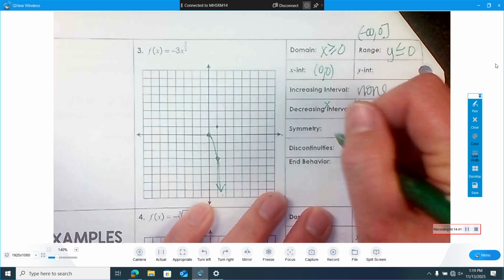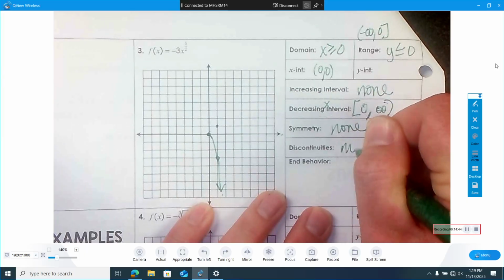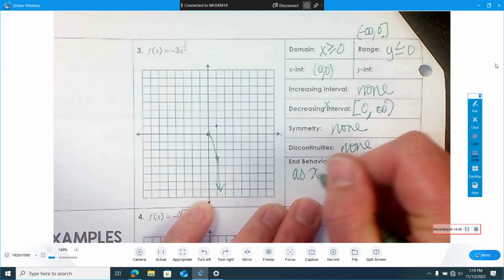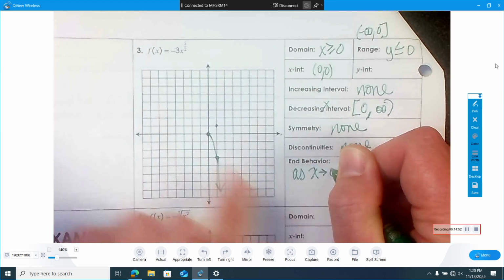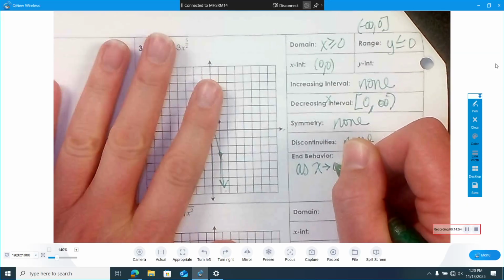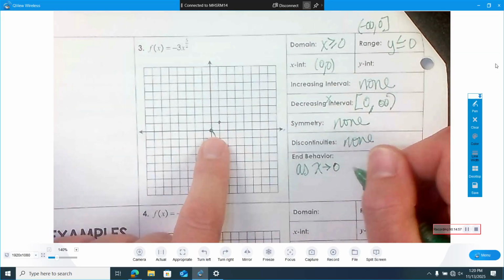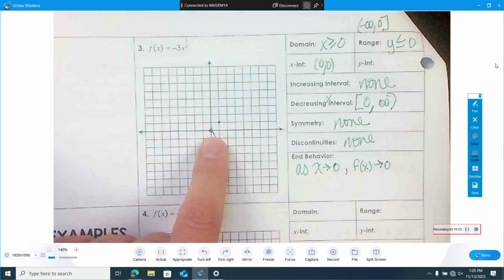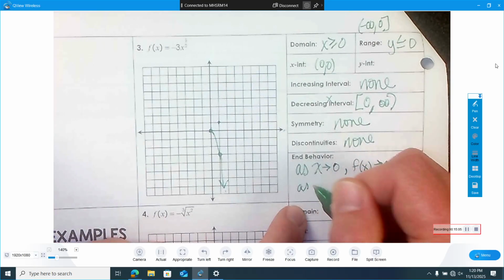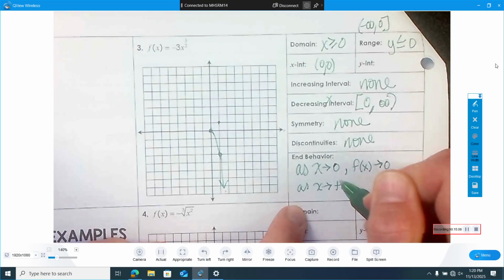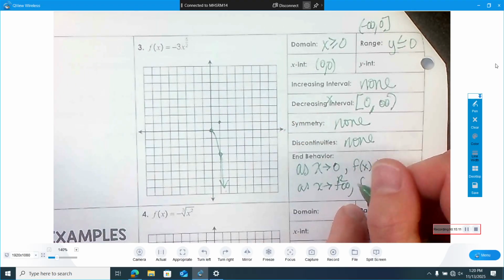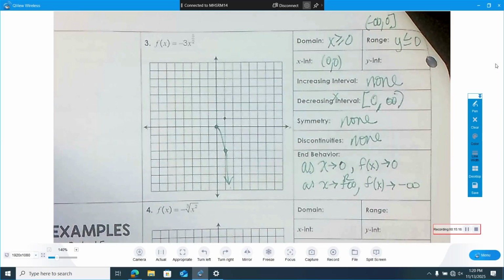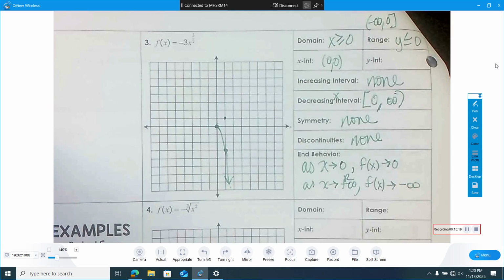Symmetry? None. Discontinuities? None. End behavior. As x approaches 0. Very good. We can't go to negative infinity because that's not allowed. That's out of our domain. So as we approach 0, what is our function approaching? 0. And then as x approaches positive infinity, so as we move all the way right on the graph, where is our function headed? To negative infinity. Good.